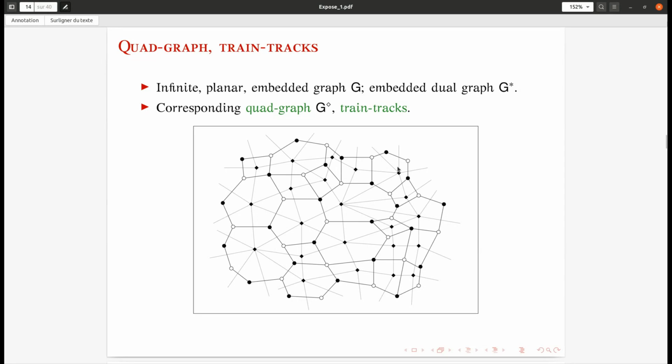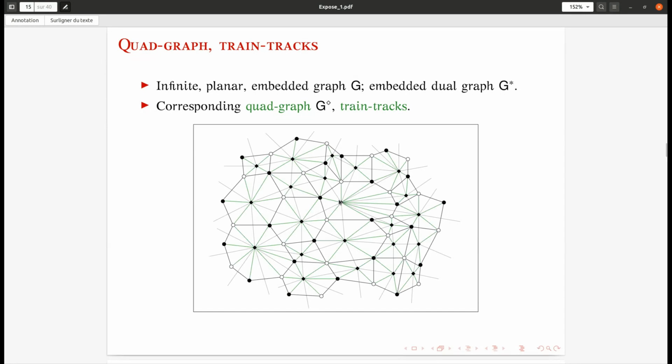And once you have G and G star, you can define the quad graph. There are quite a lot of things on this picture, so I will try to make you understand. The quad graph is in green. So how do you build the quad graph? You take, for example, a dual vertex, and you join it to all the vertices on the boundary of the face it corresponds to. So you add quite a few edges, and you do this for every dual vertex. And actually, it's invariant through duality. You can do it also for all primal vertices. It will give you the same thing.